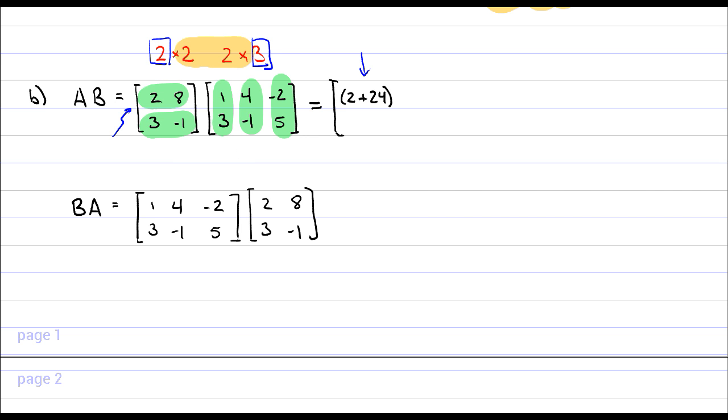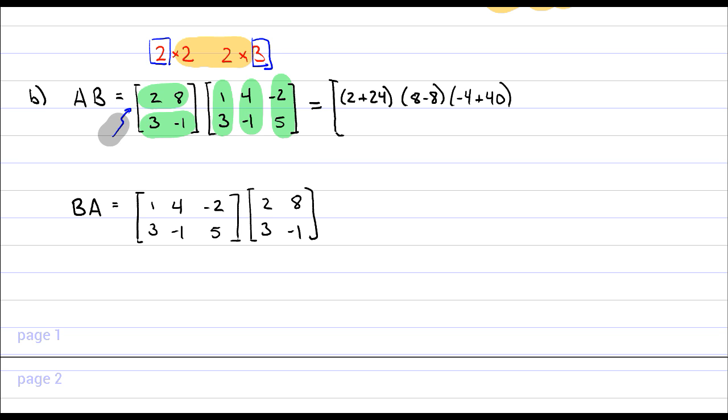So now I am still in the first row, but I move over to the second column. Doing this multiplication, I'm going to get 8 minus 8. Okay, and then still in the first row, but now in the last column, I have minus 4 plus 40. Okay. Now I'm done with the first row.